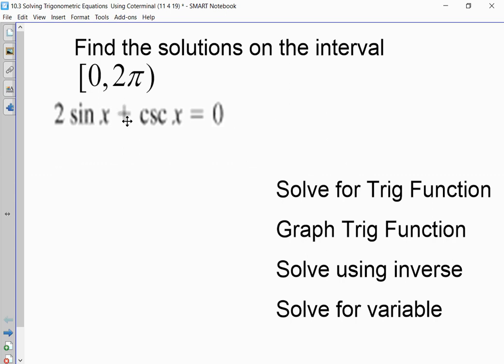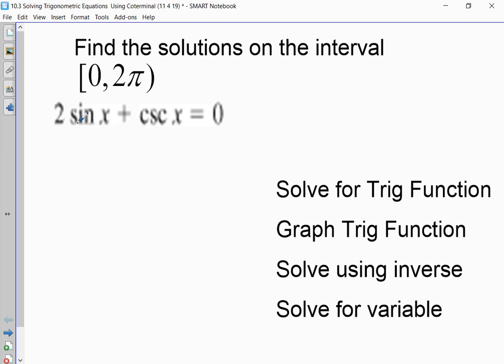All right. So first off, when you want to find solutions on an interval, the first step is you want to solve for the trigonometric function. Now, when you have two separate ones, this is a little bit more complex, but what we want to do is create a function that we can solve from.